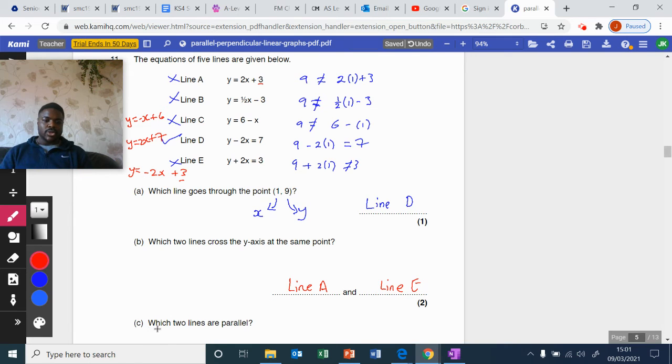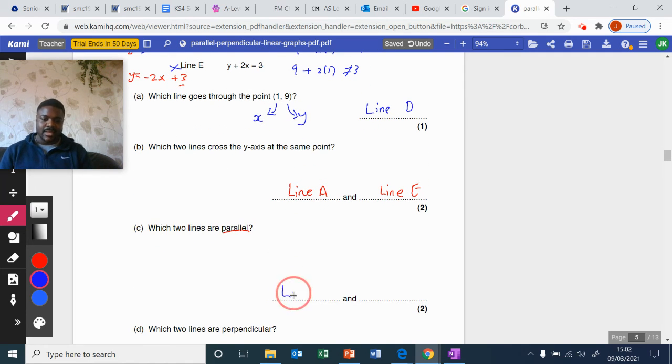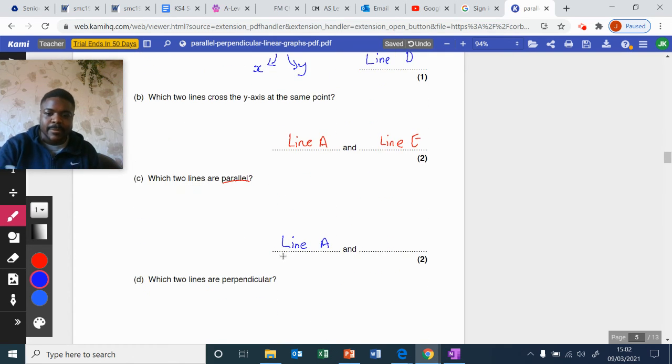Next question, which 2 lines are parallel? Now that we've written them all in the form y equals mx plus c, happy days because we can see the gradient. Well, we've got this first equation, its gradient is 2. So we need to look, are there any other equations with gradients of 2? Well, this one over here, line D has a gradient of 2. So they must be parallel to each other. So that's good. We're doing well. So of the 2 lines that are parallel, that's going to be line A, and we've got line D.